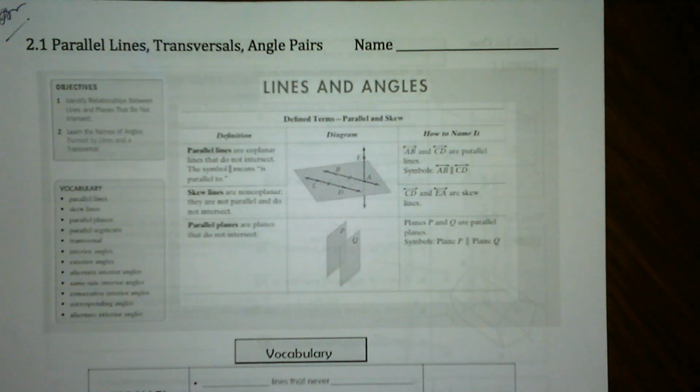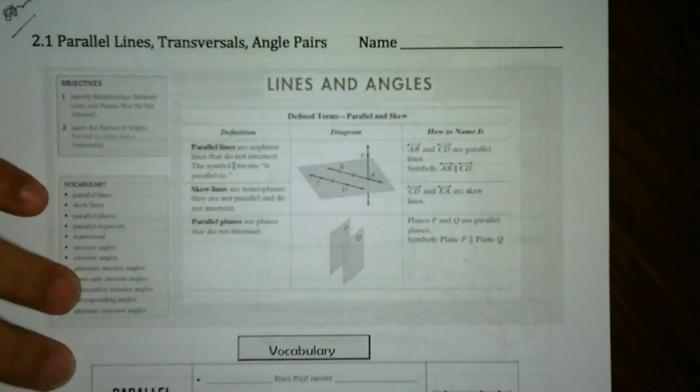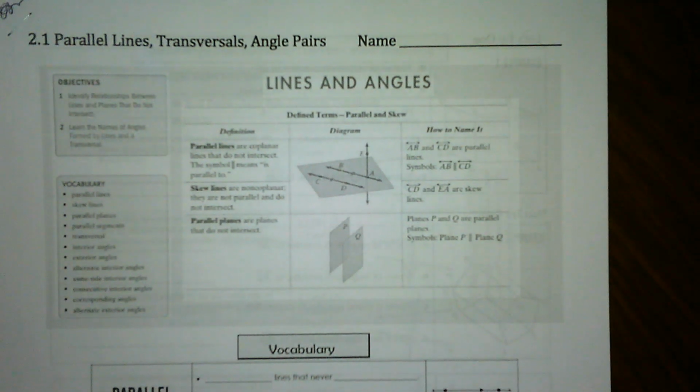All right, here we go. So 2.1, parallel lines, transversals, and angle pairs. Now, I broke one big lesson into two. So this is the first half. 2.2 goes with this. They build on each other. So don't start getting crazy, there's not a lot of math here is what I'm trying to say.